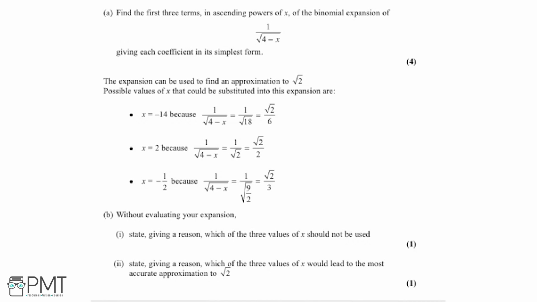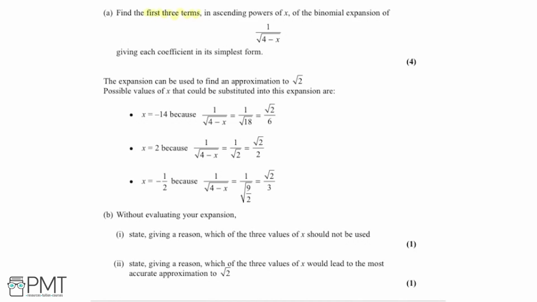The first thing that stands out to me is that we need to find the first three terms. And quite often in binomial expansion questions, it will tell you how many terms you need to find. So make sure you look out for that in the question. So first thing I want to think about is, is there anything we can do with this expression to get it into a form that will make it more suitable for carrying out a binomial expansion?